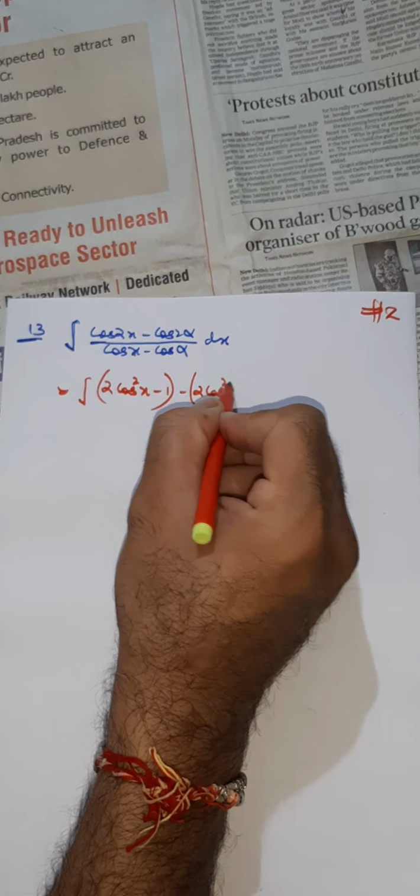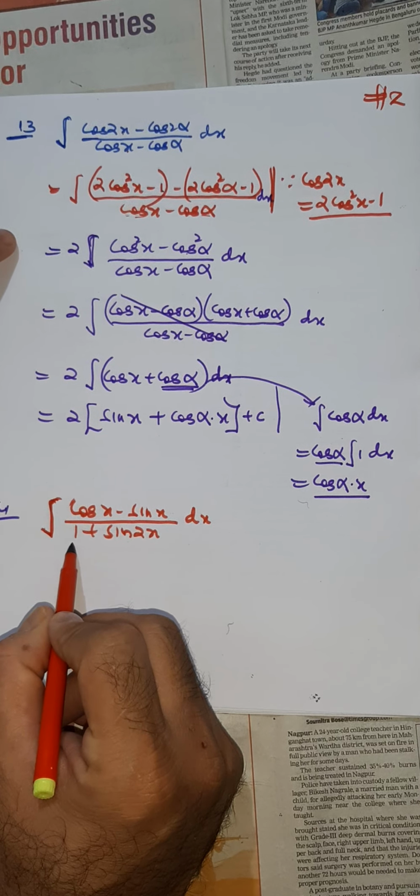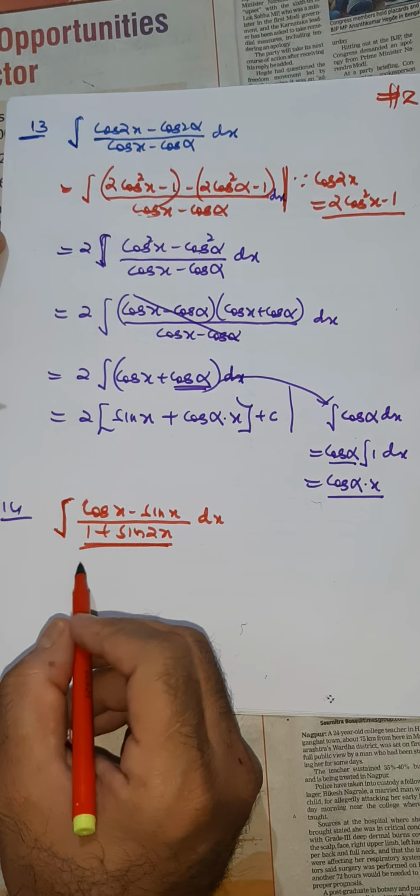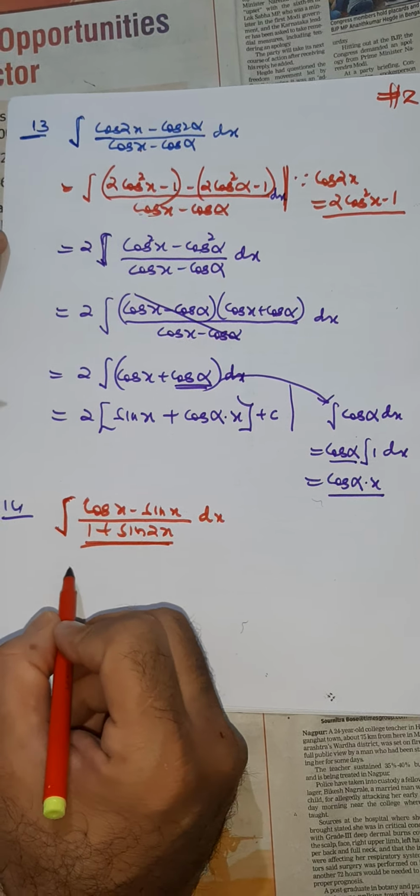Next number, cos x minus sin x upon 1 plus sin 2x. If you just recall 11th standard trigo, this is a perfect square of some expression. 1 plus sin 2x, if you remember, is nothing but sin x plus cos x the whole square. Just recall, you know it. This is not integration, remember, this is simply 11th standard trigo. So instead of this, you have sin x plus cos x the whole square.